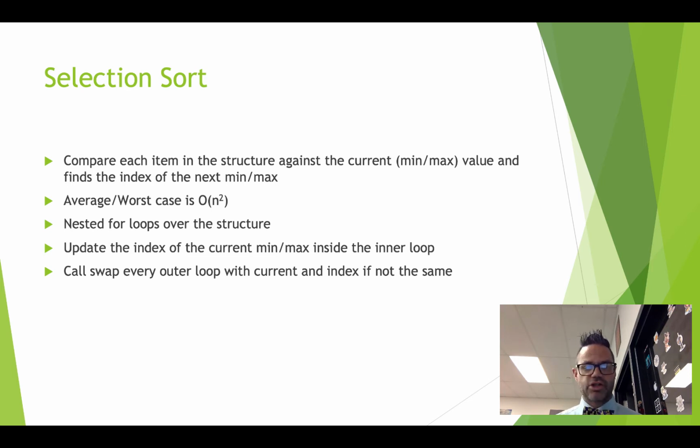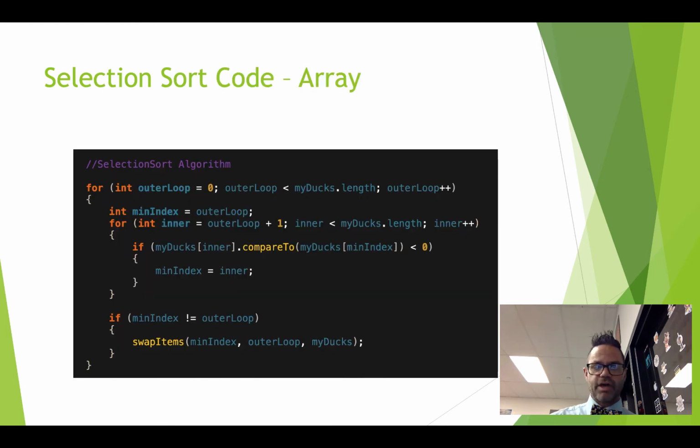As we do those nested loops over the structure, we're going to update the index of the current min or max inside that inner loop. And then if that min or max is different from the outer loop's variable, we'll do the swap algorithm. And that's pretty much standard stuff. So we have right here the selection algorithm. We're using an array structure.